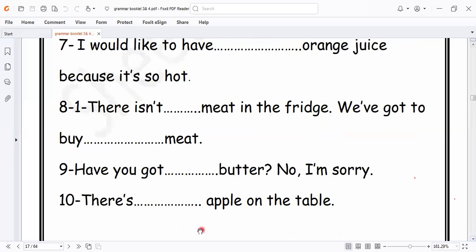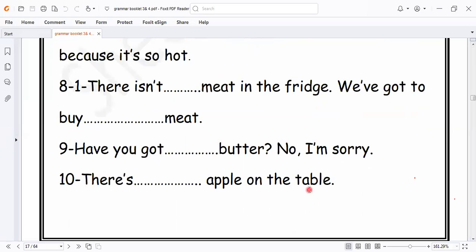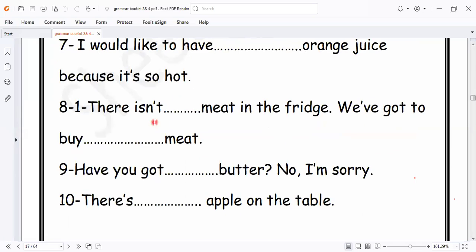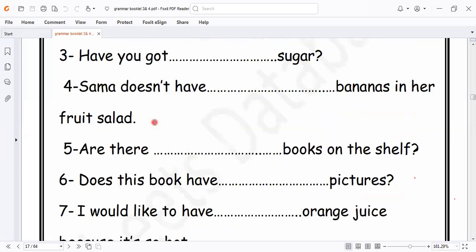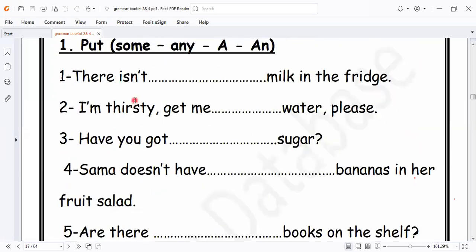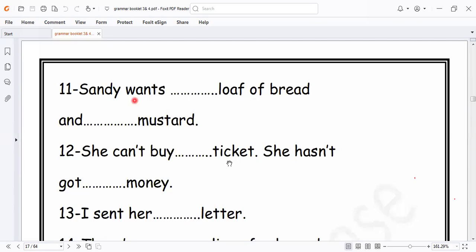Okay. Let's go to another topic. Here we will put what? There is a space on the table. There is what? There is an apple. There isn't any meat in the fridge. We have to go to buy some meat. I can't have any ticket.